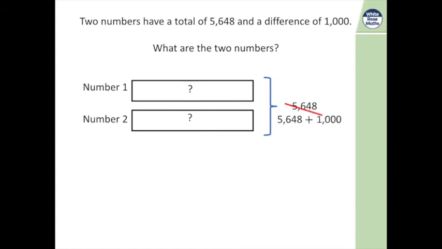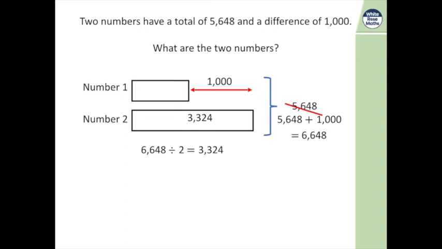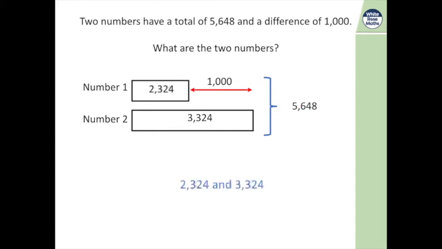Now the 2 numbers are equal. 6,648. To find out what each of those is worth, we simply divide them by 2. It gives us 3,324. You might think that that's the answer, but don't forget, there was a difference of 1,000 between the numbers. We added on 1,000 to the total, so now to finish, we must subtract that away from one of our numbers. So when we took 1,000 away from 3,324, we get 2,324. And there are our 2 numbers.